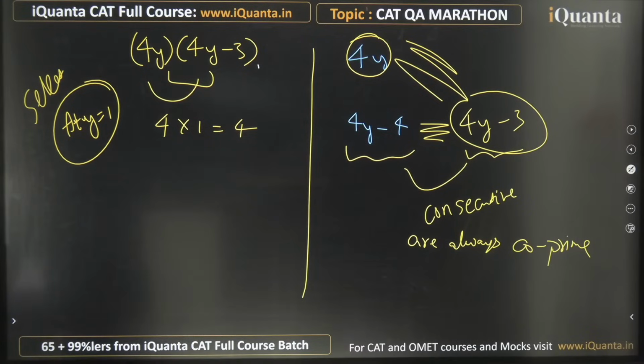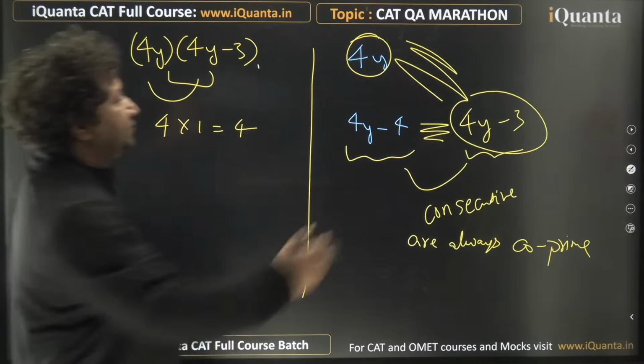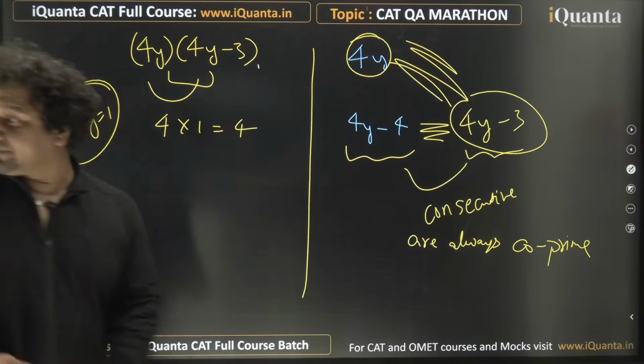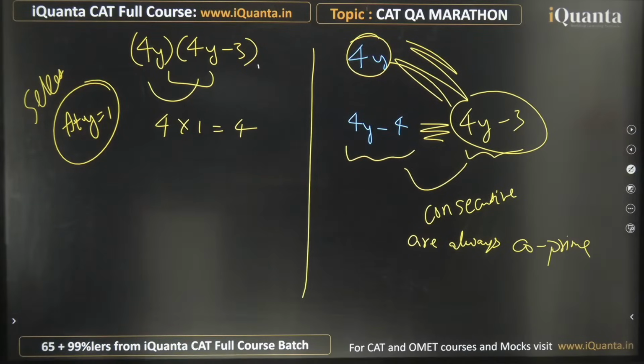4y minus 4 and 4y minus 3 are consecutive. They are co-prime. So between 4y minus 3 and 4y minus 4, nothing is common, not even 4. So of course, nothing will be common between 4y and 4y minus 3 as well. And that is the reason we'll get only one.